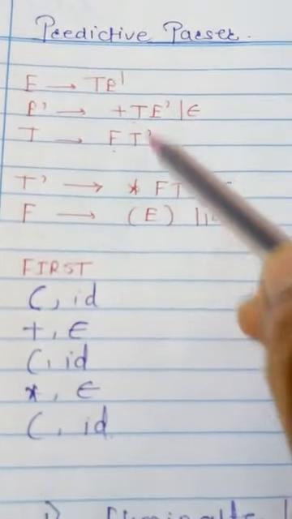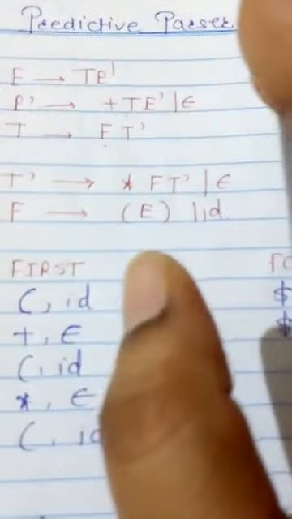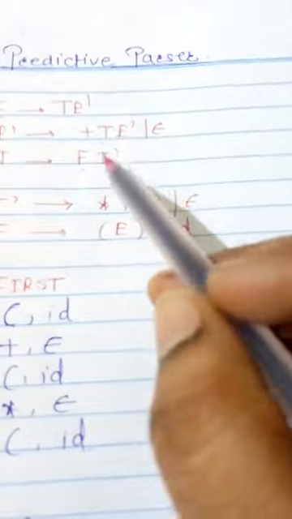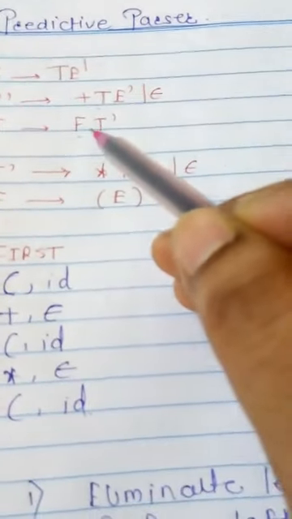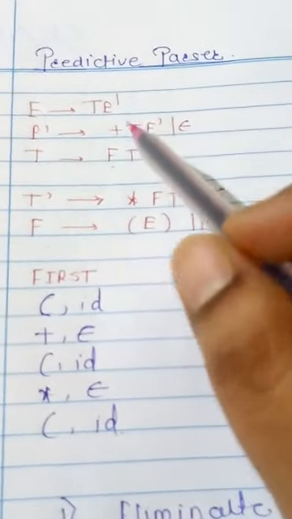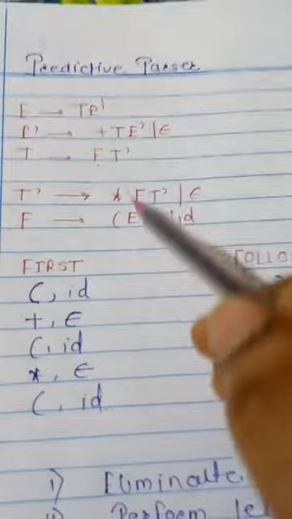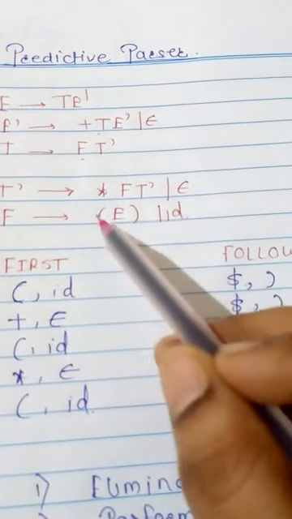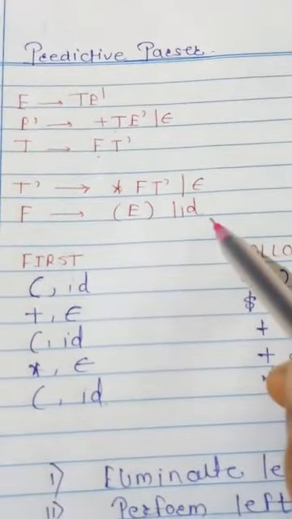Okay, and how many terminals do we have? Terminal means everything that is not a capital letter: all the small alphabets, all the special symbols, and all the operators are always considered terminals. So here plus is a terminal, epsilon is a terminal, star is a terminal, opening bracket is a terminal, closing bracket is a terminal, ID is a terminal.